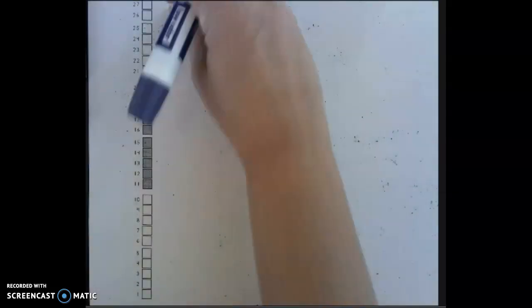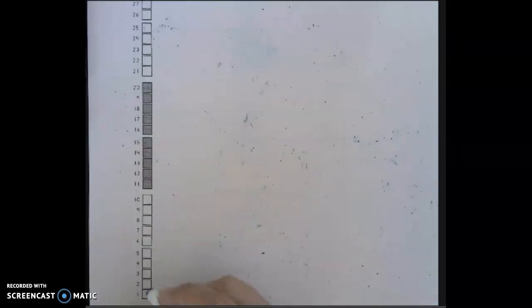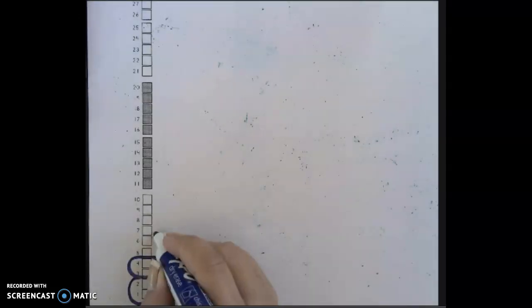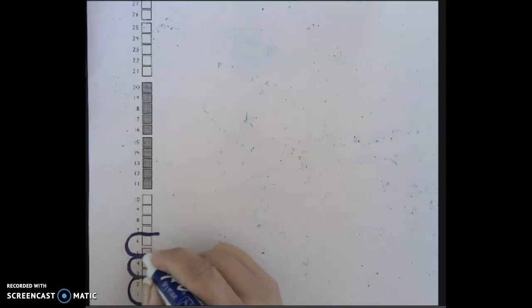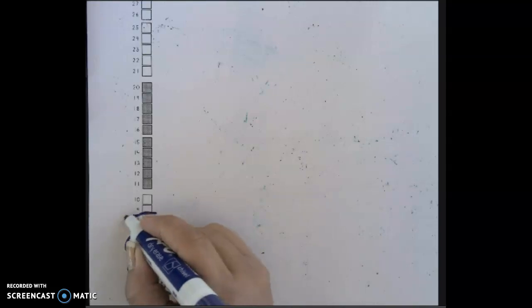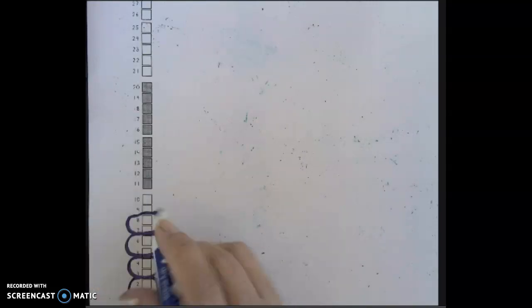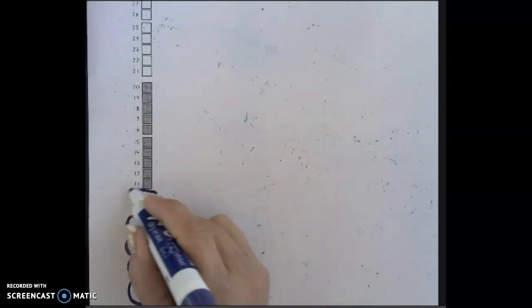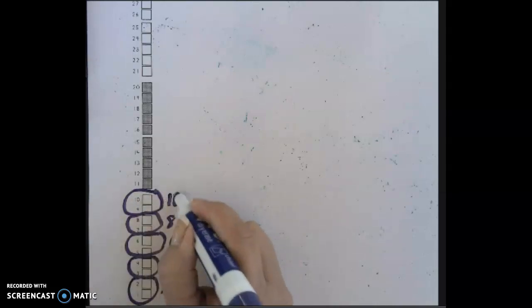Just like we did with the 5s, we're going to do the same thing with the 2s. We're going to circle every group of 2, and write a little number by it. One group of 2 is 2. 2 groups of 2, you can see right here, is going to be 4. If I'm going too fast, please pause the video. 3 groups of 2 is 6. 4 groups of 2 is 8. 5 groups of 2 will be 10.